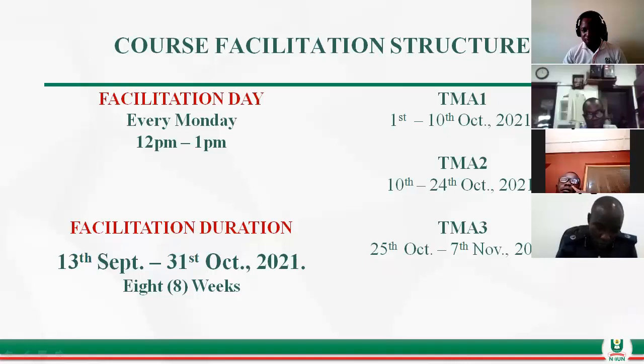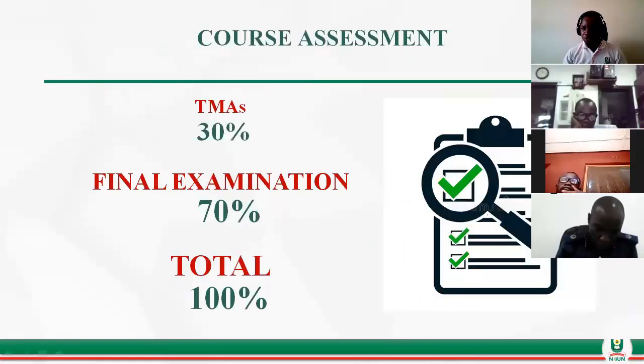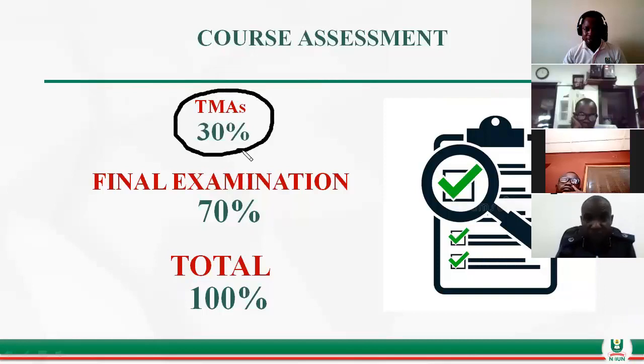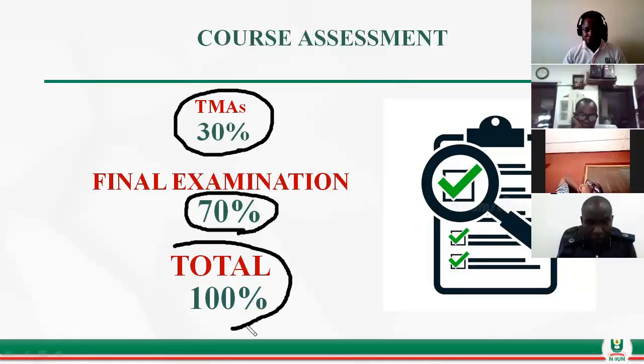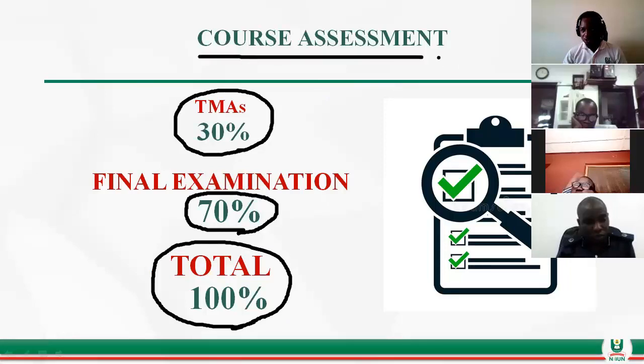10 marks. And so cumulative is what? 30 marks. So do your best to ensure that you have some good performance here. All right. So having said that, the tutor mark assessment takes 30 marks. Then the final examination takes 70 marks. Total is 100 marks. So this is how you are going to be assessed in the course.